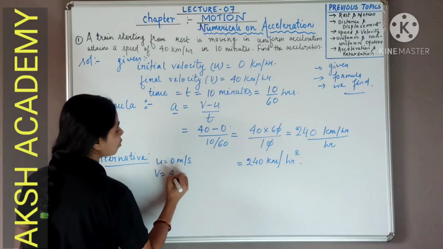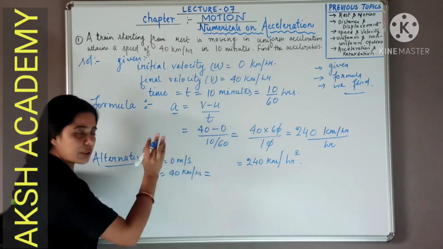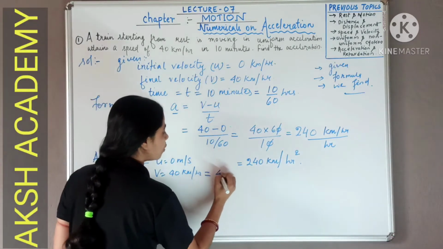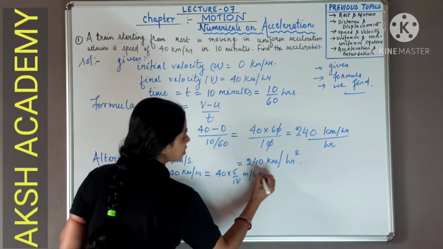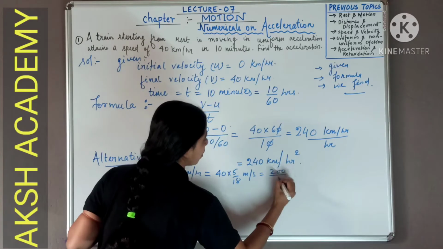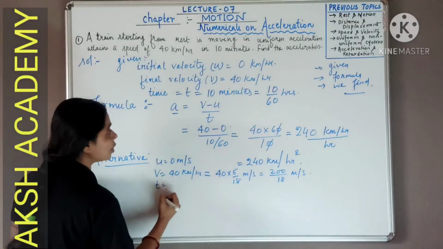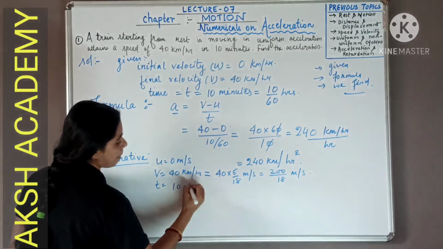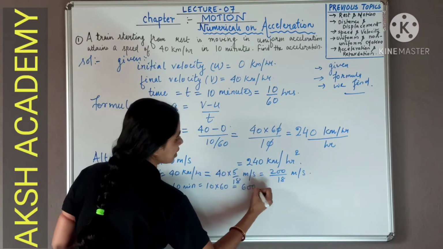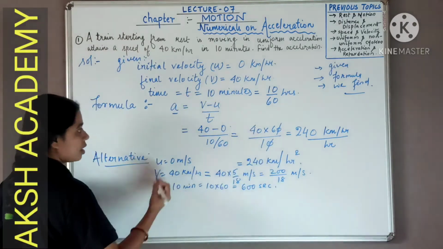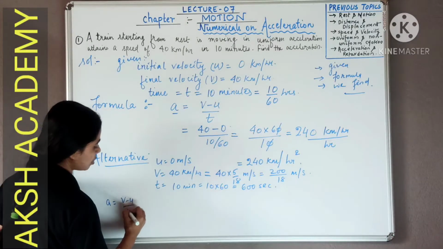v is equal to 40 kilometer per hour. When I change this 40 kilometer per hour into meter per second, it becomes 40 into 5 by 18 meter per second, that is 200 by 18 meter per second. Time is equal to 10 minutes, which is 10 into 60, equal to 600 seconds. Now using the same formula, a is equal to v minus u by t.